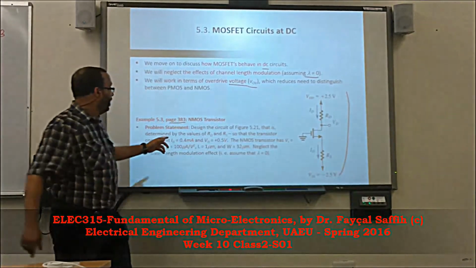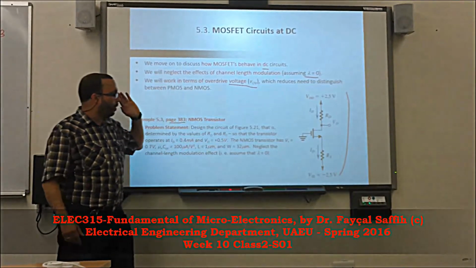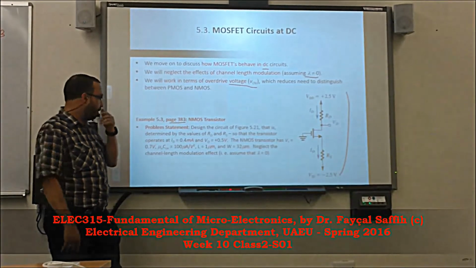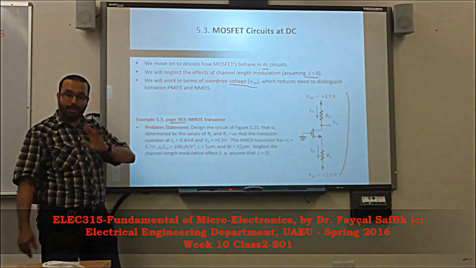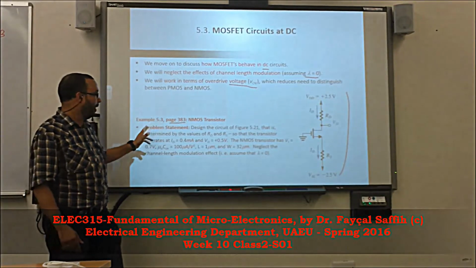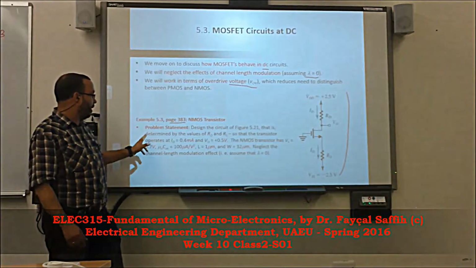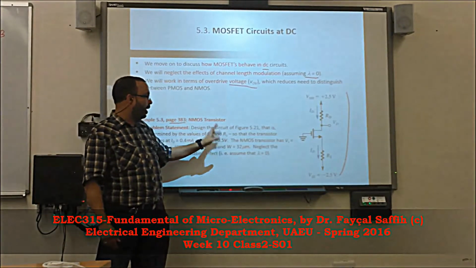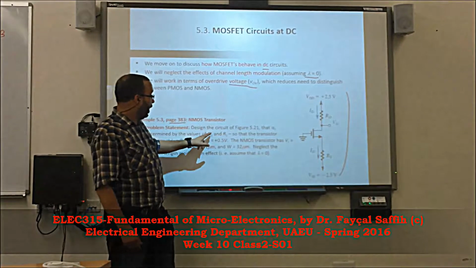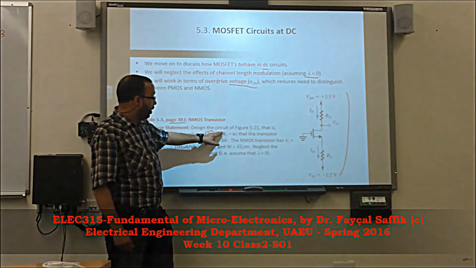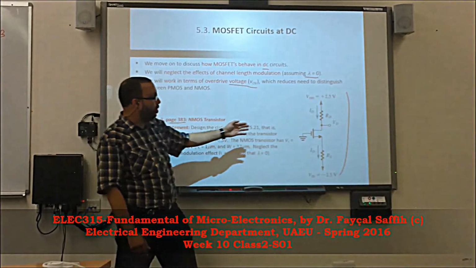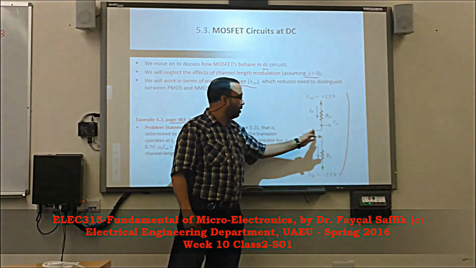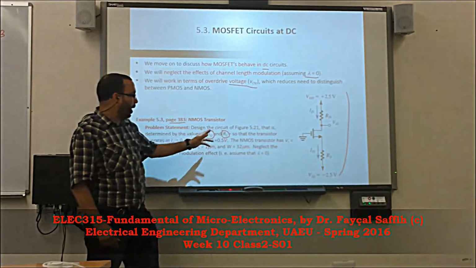Right, good. So let's see. Design the circuit of this. So it's a design question. Okay, it's not an analysis question. We'll see what analysis question and design question mean. We need to design the circuit, determined by the values of RD and RS. That's what we need to know, because we need to design this using what is given to us. Let's see what we are given.